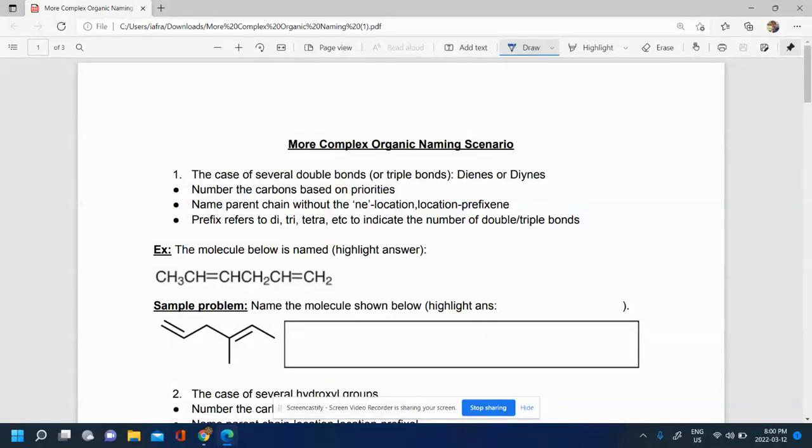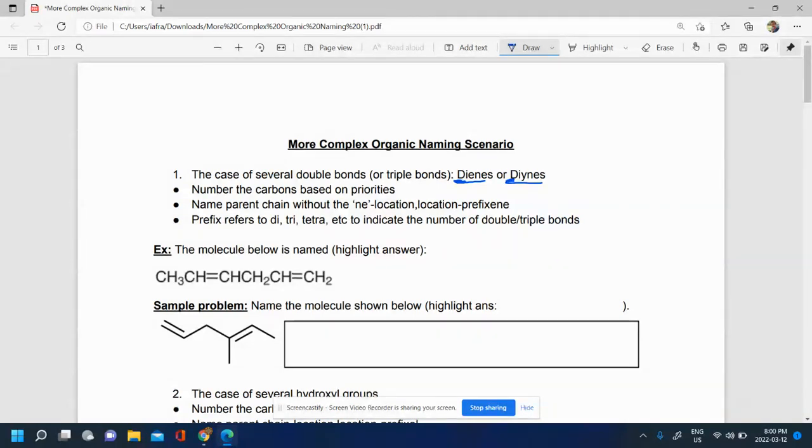It involves naming molecules that have more than one double or triple bond. And so if you have a molecule that has two double bonds, that's called a diene, and then two triple bonds is called a diyne. So diene, di for two, diyne, di for two.